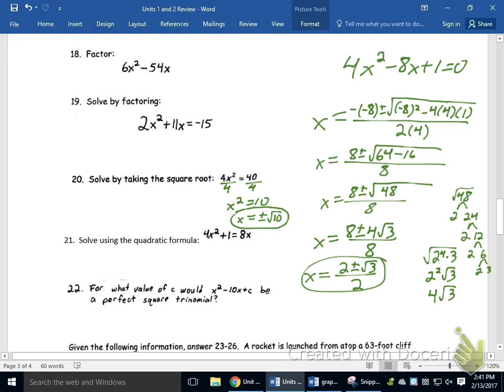For number 22, what value of c would complete the square? You just got to remember that that's b over 2 squared is how you figure out your value of c. So if I take the negative 10 divided by 2 is negative 5. Negative 5 squared is positive 25. All right, time to move on.